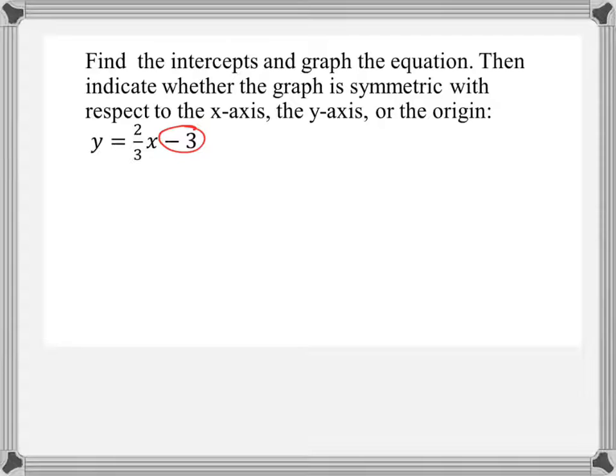So the minus 3 is in the b spot if we're looking at y equals mx plus b. So that is our y-intercept. If we write it as a coordinate, our y-intercept would be (0, -3).